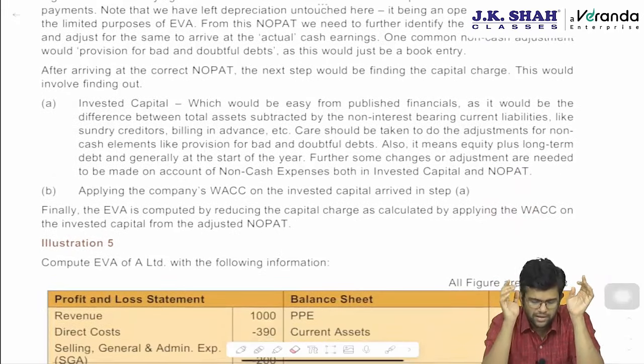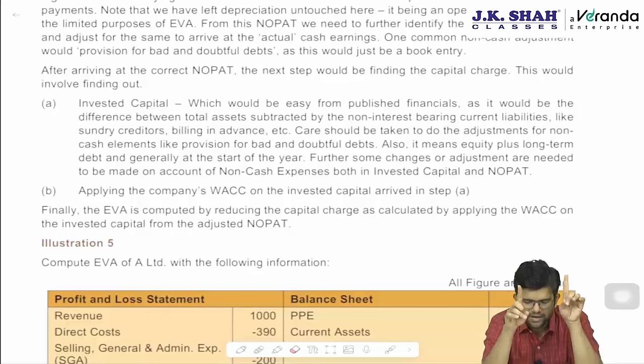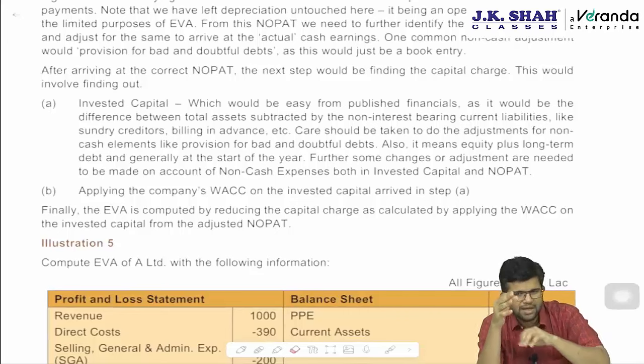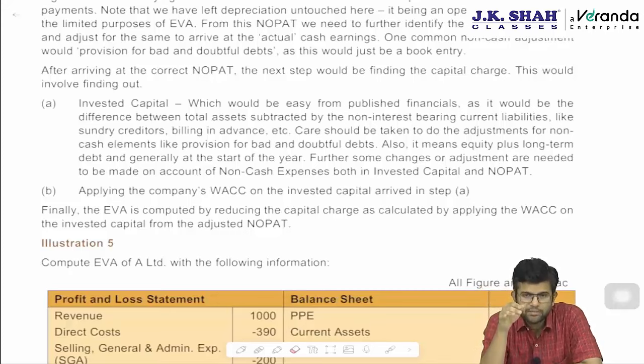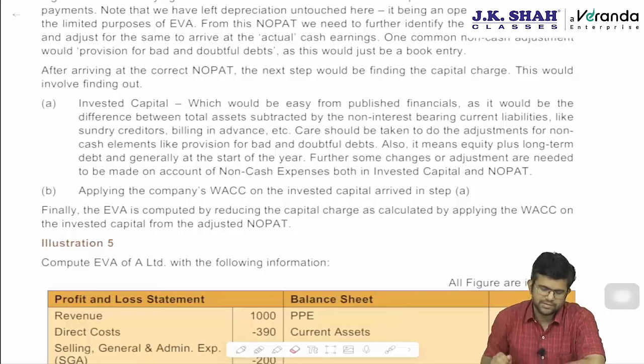Then what are they saying? After arriving at the correct NOPAT, the next step would be to find the capital charge. This would involve point number A, invested capital. Invested capital means we call it as TCE. Point number A, TCE, and point number B, apply WACC on the TCE. Everyone clear now? You know that. So now read point number A, invested capital paragraph, please.